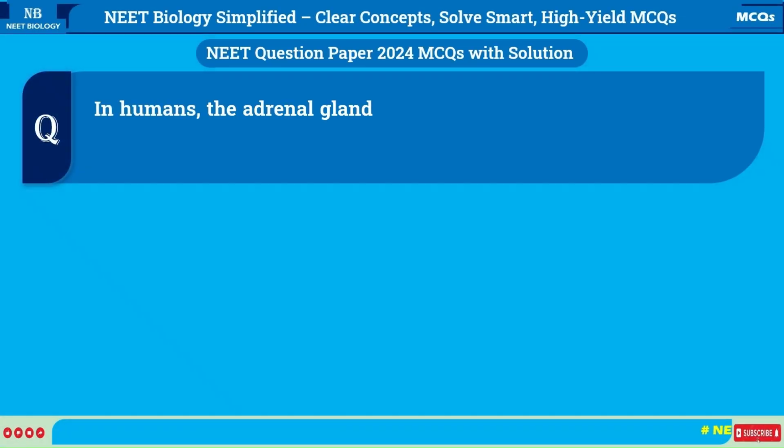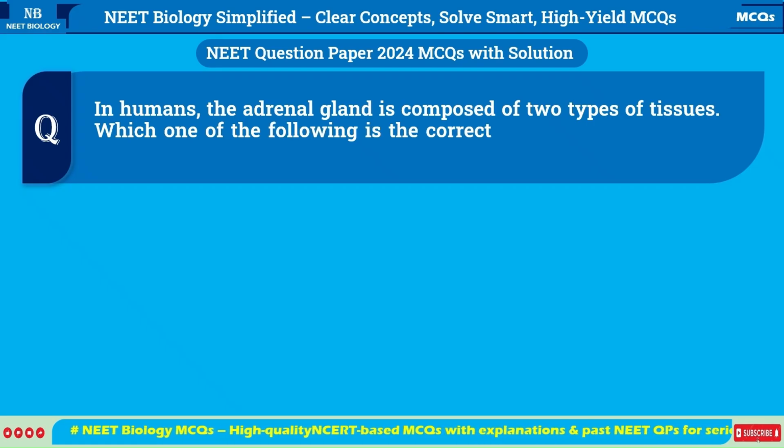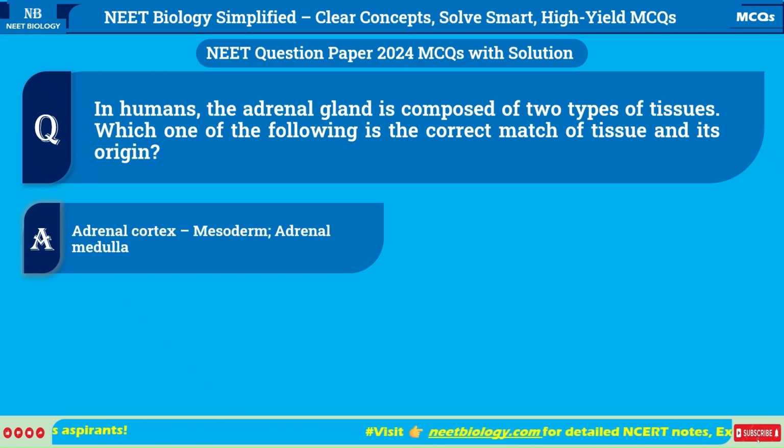In humans, the adrenal gland is composed of two types of tissues. Which one of the following is the correct match of tissue and its origin? A. Adrenal cortex, mesoderm, adrenal medulla, ectoderm.